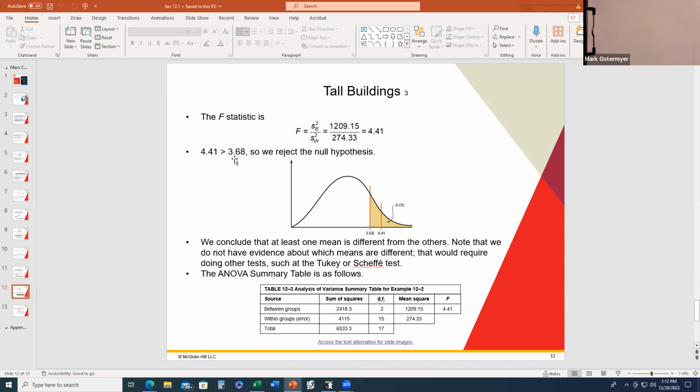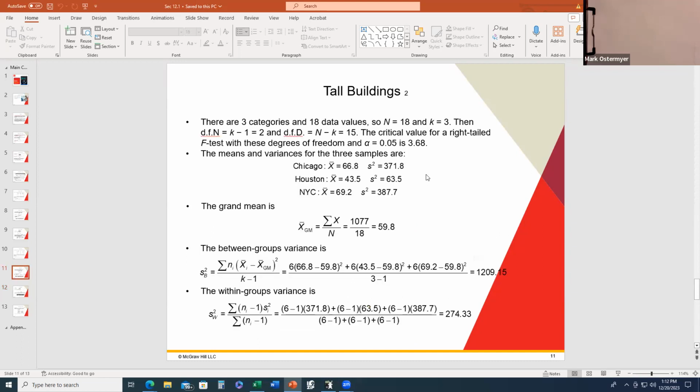Now, how did they get this 3.68? Well, there are two numerator degrees of freedom and 15 denominator degrees of freedom. How did they get two numerator degrees of freedom? Well, there are three treatment levels. K is 3. K minus 1 is therefore 2. Denominator degrees of freedom is the total sample size, where you have 18 total observations and three treatment levels. So 18 minus 3 is 15 denominator degrees of freedom.